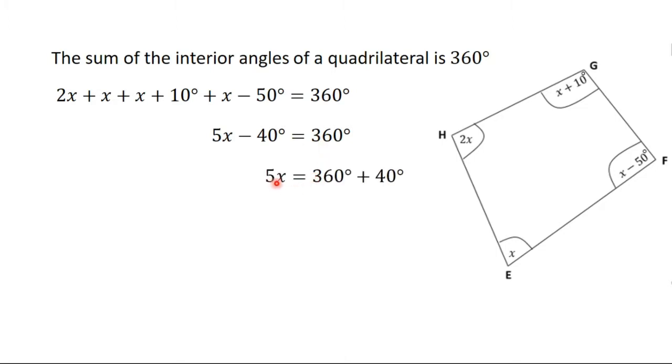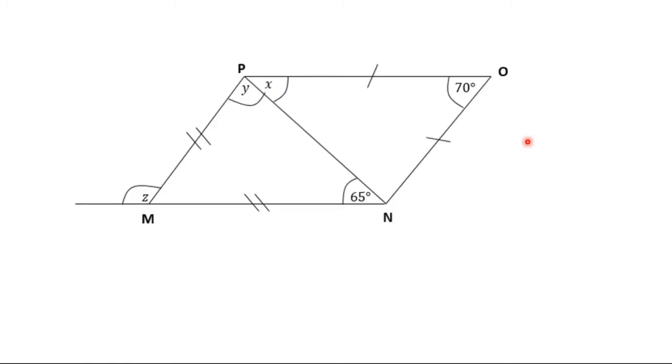So we are going to get 5S is equal to 360 plus 40 degrees. So 5S will equal 400 degrees. We divide both sides by 5 and we are getting S to be 80 degrees. So we have S to be 80 degrees. So we know that the interior angles of a quadrilateral add up to 360 degrees. So we add all the interior angles and we equate it to 360 degrees. Let's consider the next example.